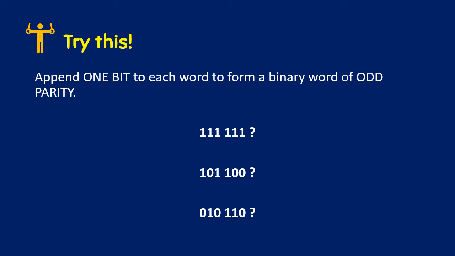What about if we want it to be odd? So 1, 2, 3, 4, 5, 6. We want it to be odd, so this one would be 1. So this is just the opposite of the last slide, right? This second one should be 0 because this is already 3 ones. And this one also 3 ones. So we just append 0.